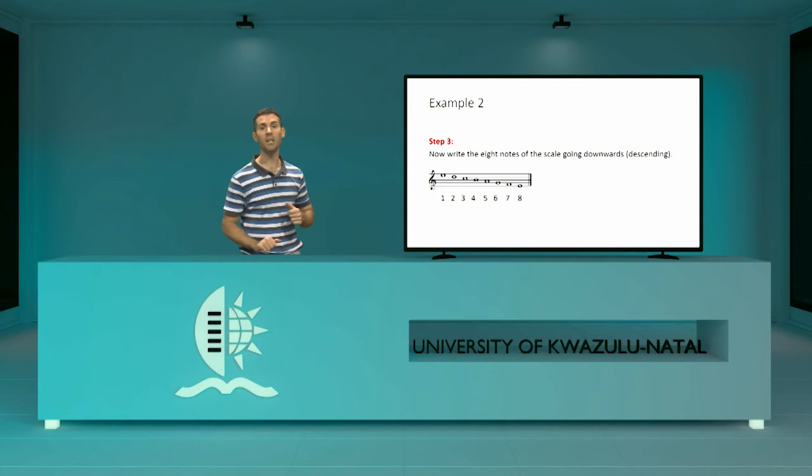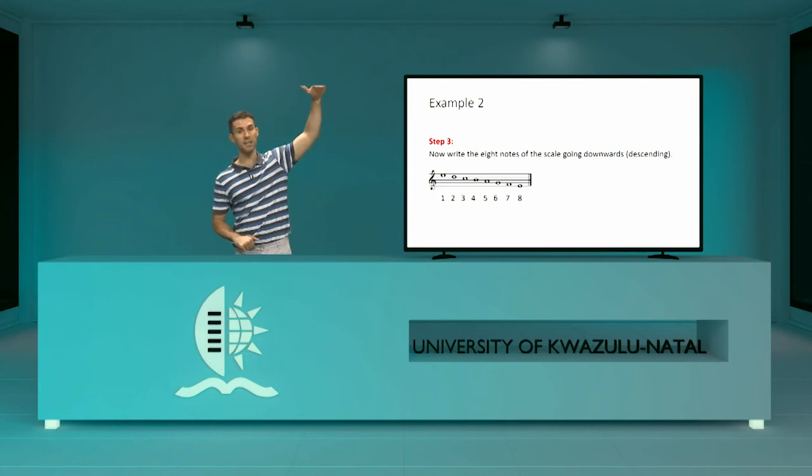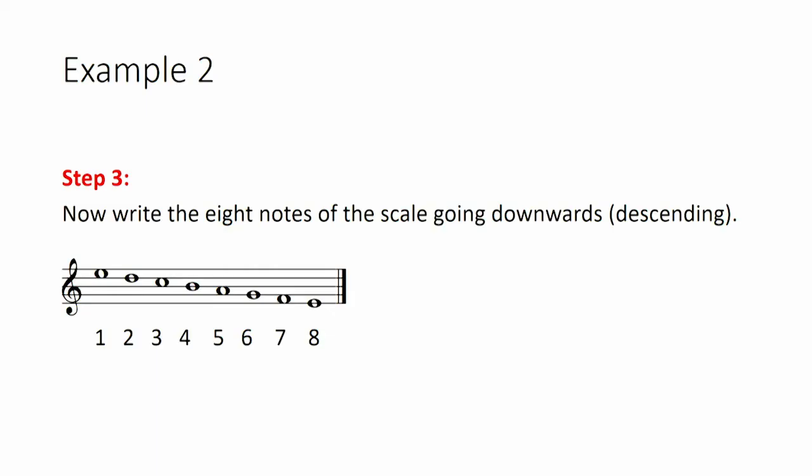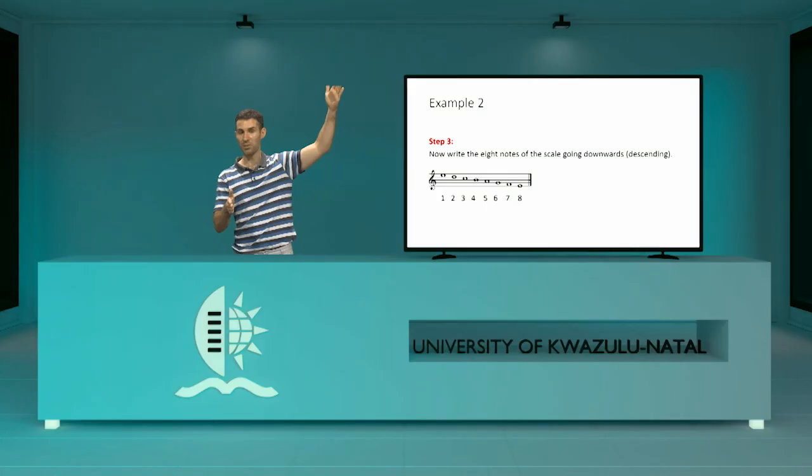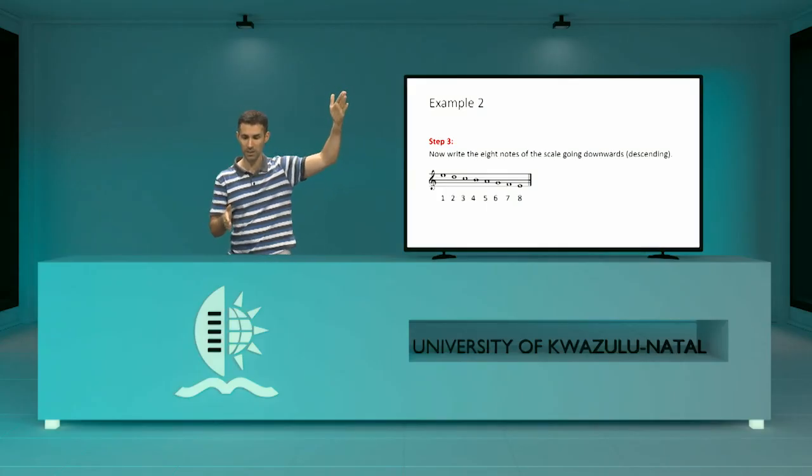Step 3 is that we have to write the scale going downwards. So you start on an E, and in this case I've chosen to start on the E on the top space of the treble clef, and then you come down 8 notes. Remember, it must be 8 notes. The first note E must be repeated with the lower E at the bottom so that you get 8 notes.